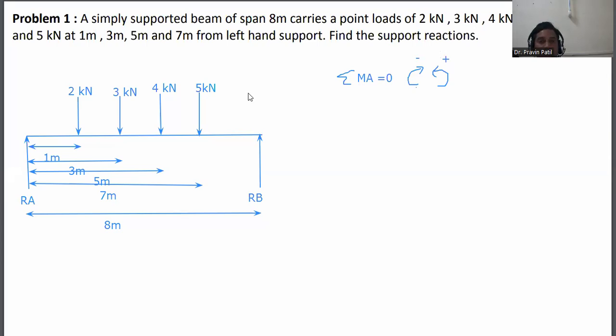First force is 2 kN. We take moment about point A. How does this 2 kN rotate about A? It is clockwise, which is considered negative. The perpendicular distance from the 2 kN to point A is 1 meter. So minus 2 into 1.